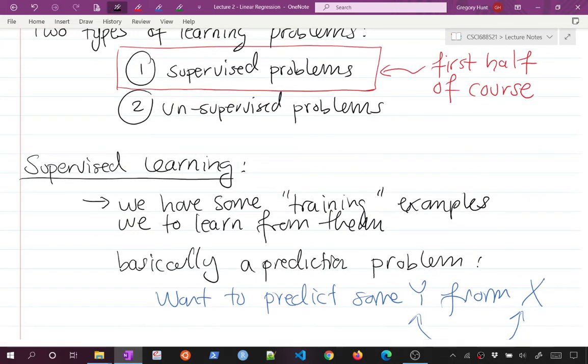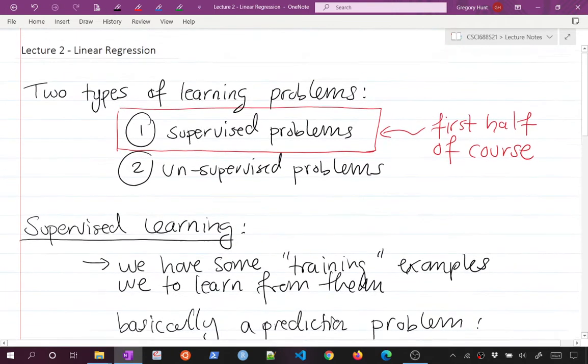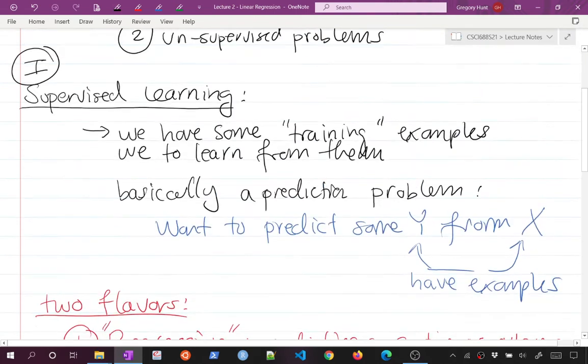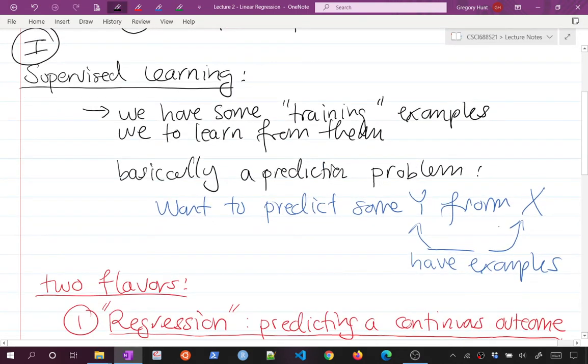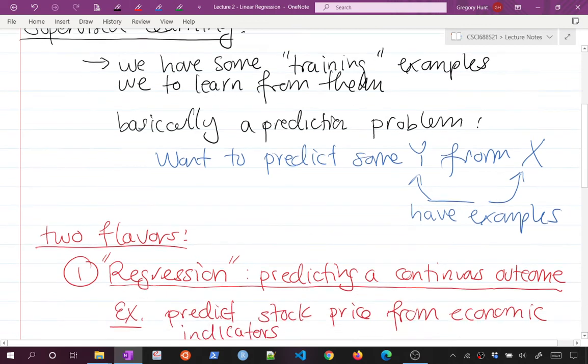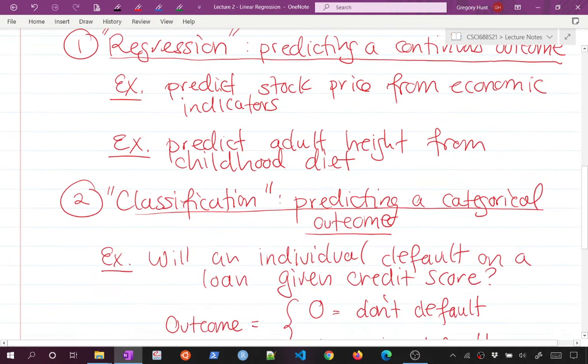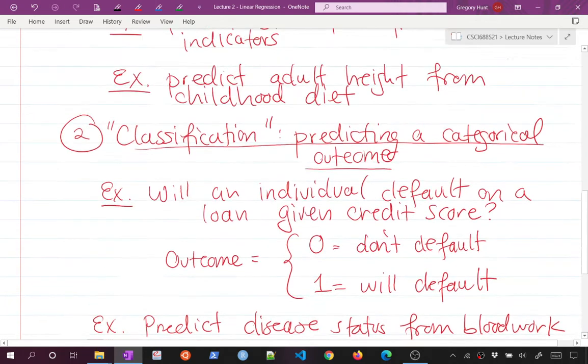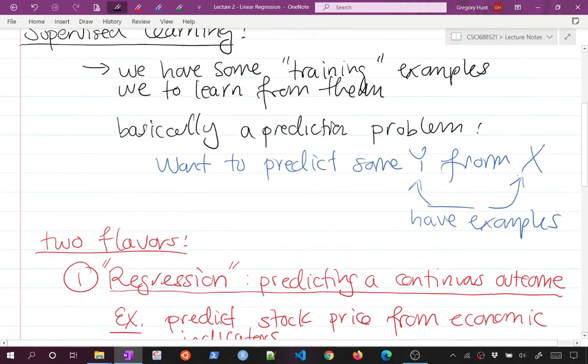Because in supervised learning, we have two types of these problems, right? We have the supervised problems, and then we have the unsupervised problems. Supervised problems are basically where I want to predict a y. Maybe I want to predict stock price, adult height, default status, disease status. I want to predict race, and I'm going to do that off some data that we've talked about.